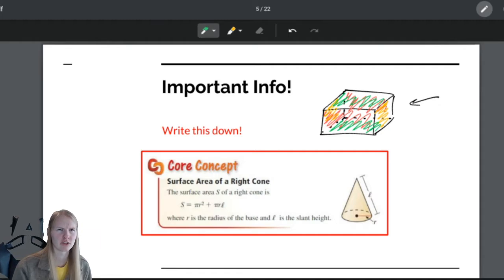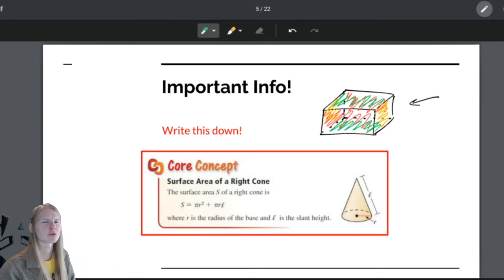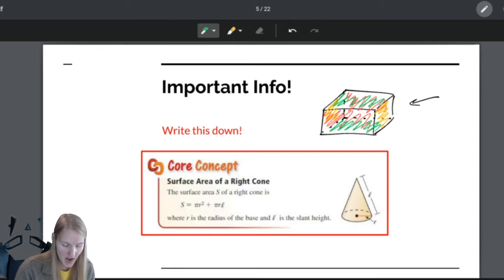Finite volume, infinite surface area. How is it possible? Yes. So, check that out if you're interested in it. Maybe I'll put some links in the description for fun videos about it, because boy is it cool. Anywho, back to the surface area of a right cone.